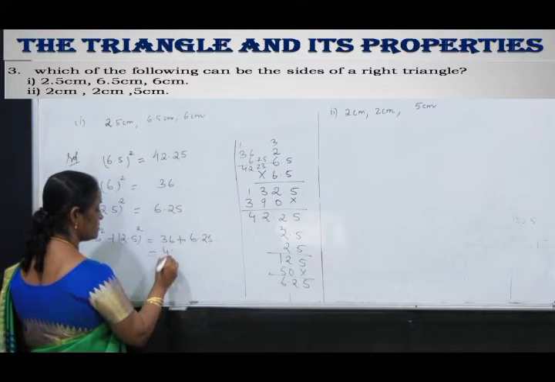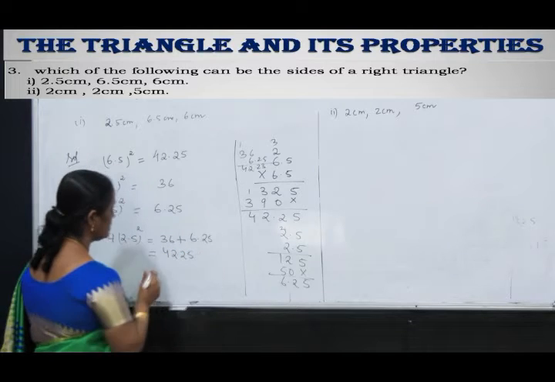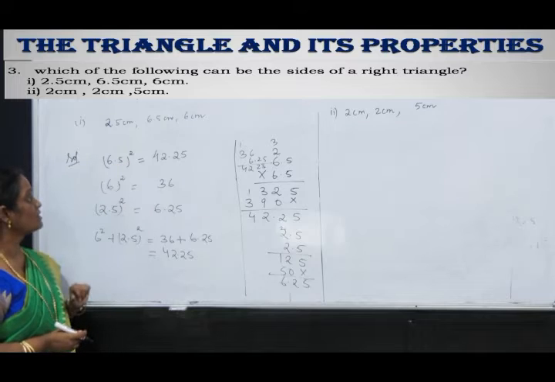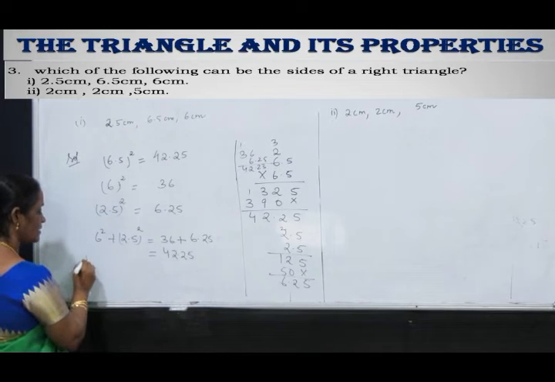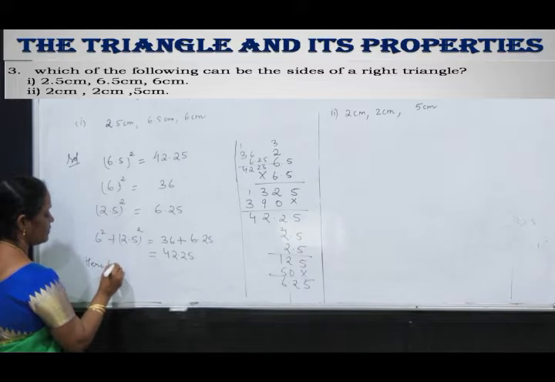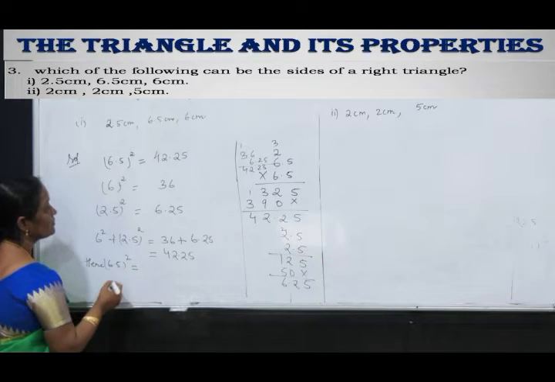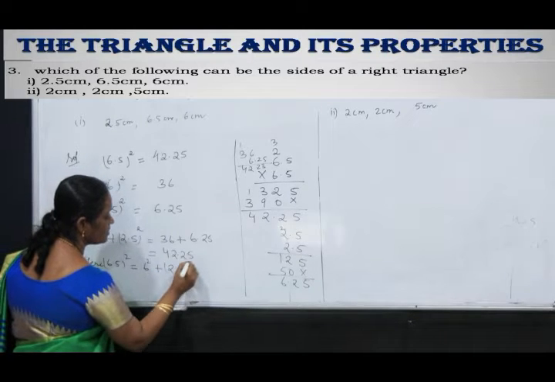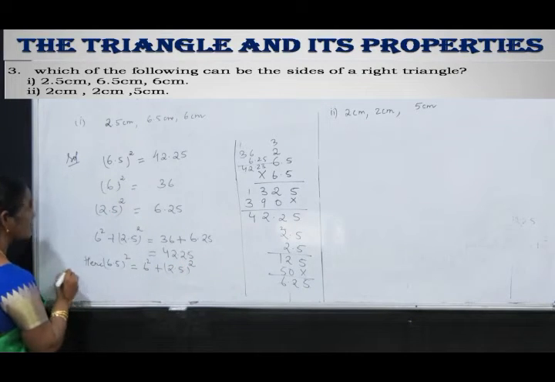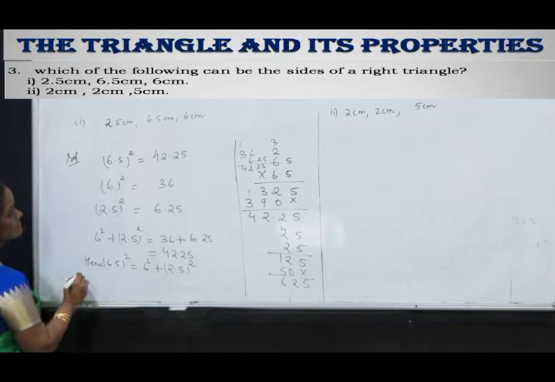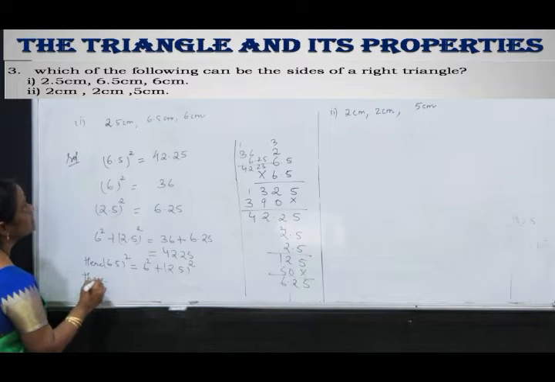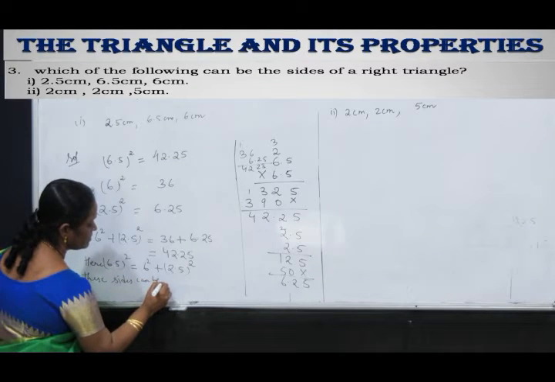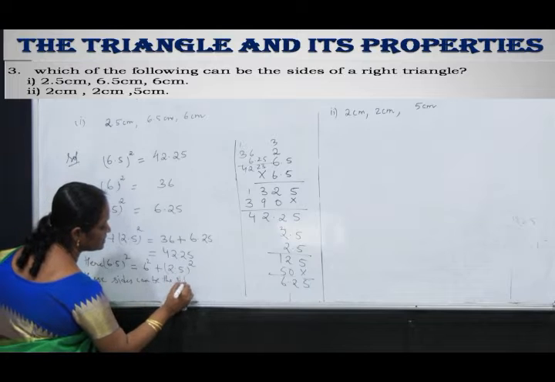So here we find that the sum of the squares of two sides is equal to the square of the third side. Here 6.5 square is equal to 6 square plus 2.5 square. Therefore, these sides can be the sides of a right triangle.